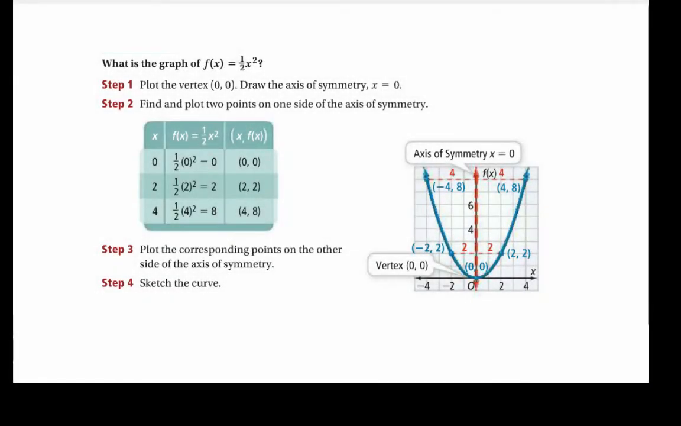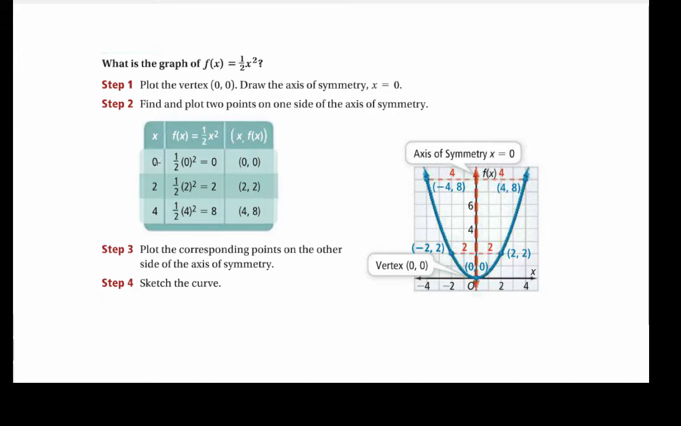All right, so let's take a look at an example here. What is the graph of f of x equals 1/2 x squared? So the steps that we're going to follow to graph this: the first thing we're going to do is plot the vertex. These are fairly simple quadratics. They don't have other terms. We only have our x squared term. So we can plot the vertex (0, 0) and draw the axis of symmetry at x equals 0, that vertical line. Then we're just going to pick some other points to plot, okay?